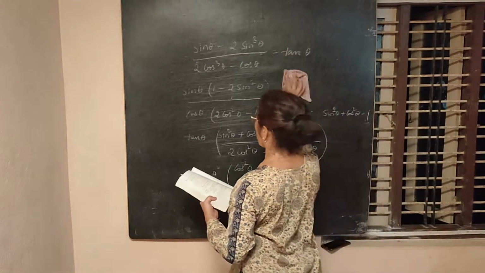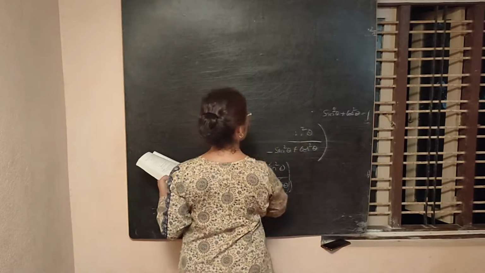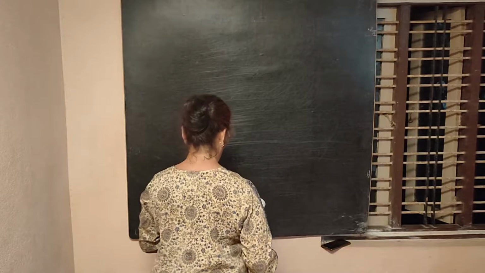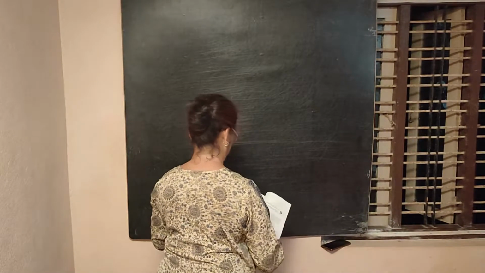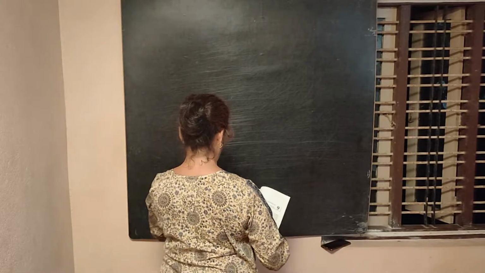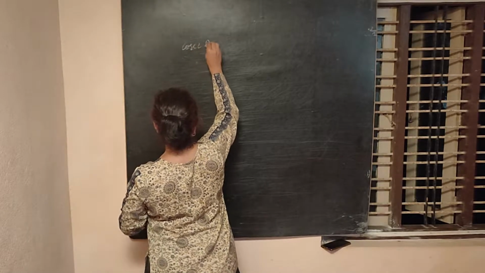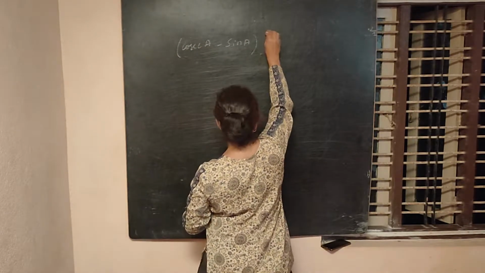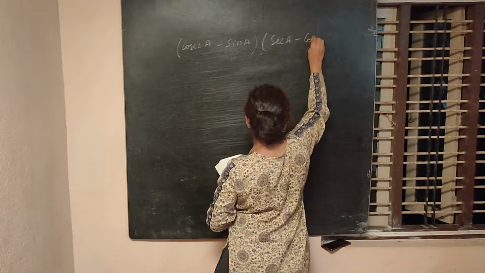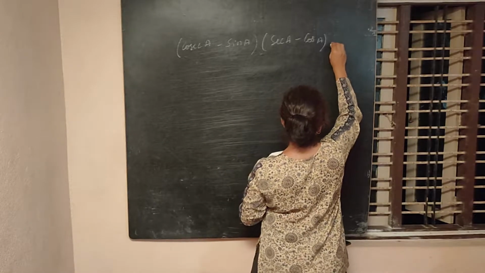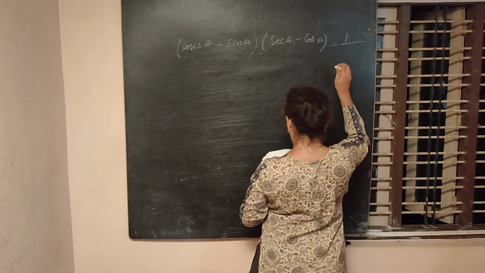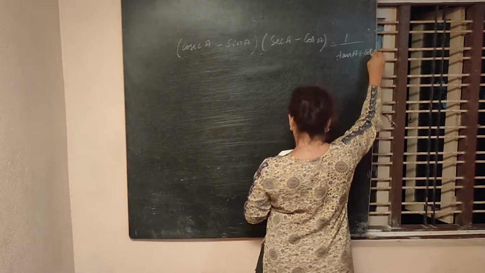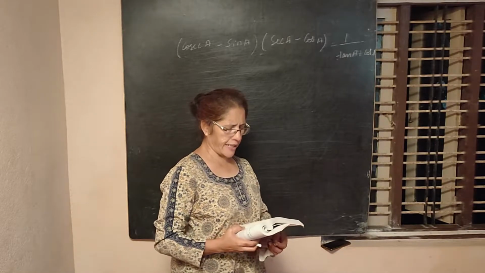Next is cosecant A minus sin A into secant A minus cos A is equal to 1 by tan A plus cot A. They have said simplify left hand side and right hand side separately.